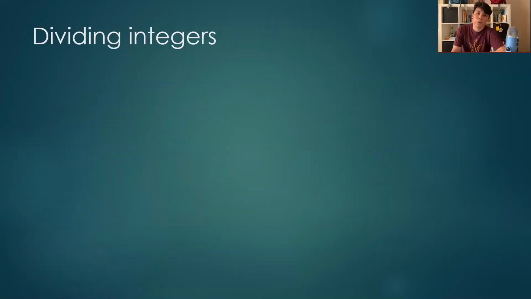Okay, so how does that correlate with dividing integers? So let's just go over what a division problem is real quick. A division problem is just a number called the dividend divided by another called the divisor. And we're trying to see how many times the divisor can go into the dividend. Whenever we answer that question, we get the answer to the division problem. And the answer to a division problem is the quotient.